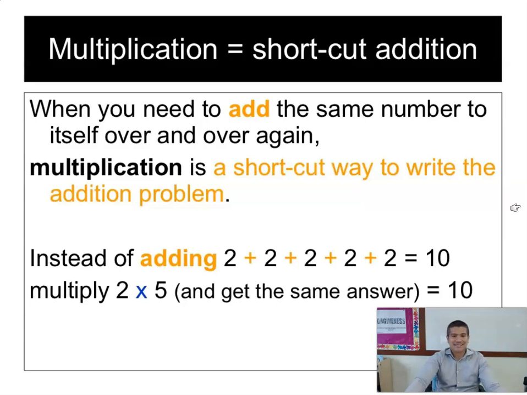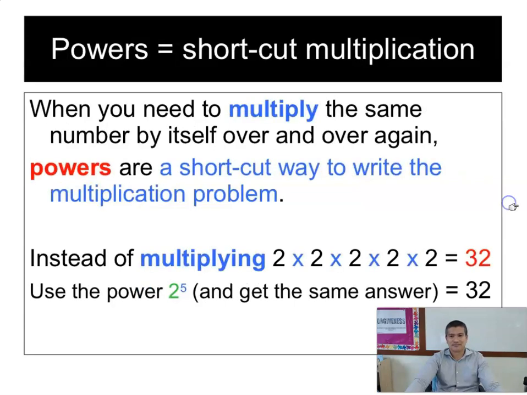We have the addition problem. Instead of adding 2 plus 2 plus 2 plus 2 plus 2 equals 10, we can write 2 times 5 and get the answer 10. So powers are a shortcut of multiplication. When you need to multiply the same number by itself over and over again, powers or exponents are the shortcut way to write the multiplication problem.